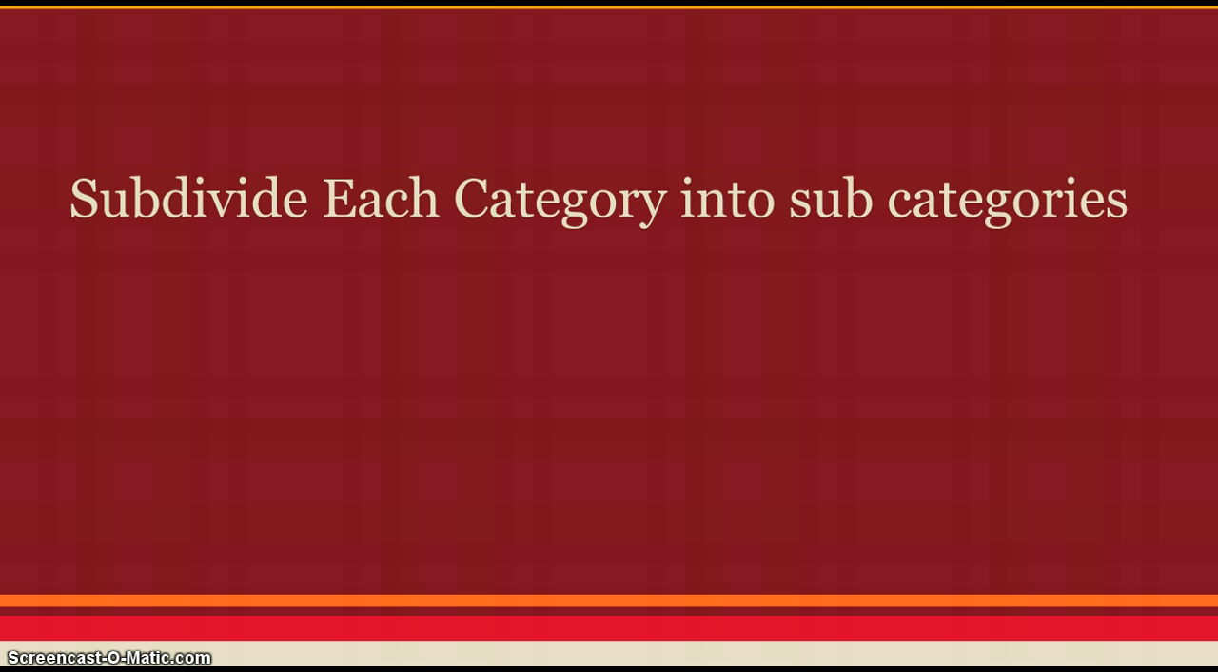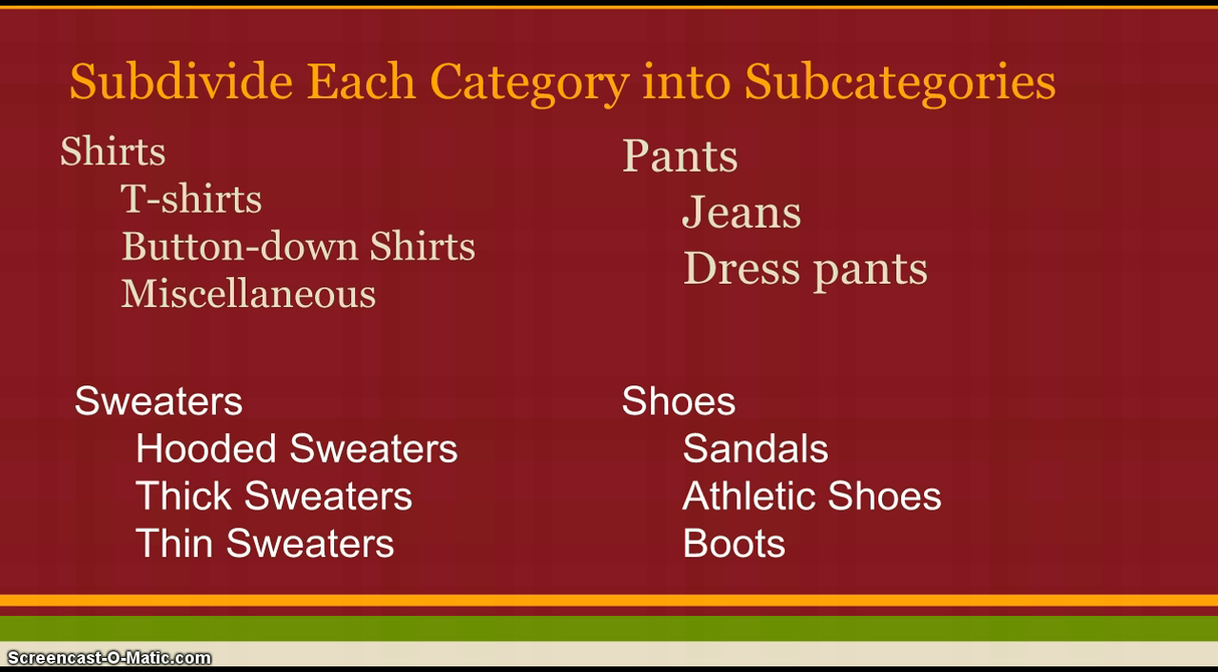category. And then, of course, you want to subdivide each category into subgroups, meaning you want to break it up based on what kinds of sweaters you have, for example. So, you'll see shirts, t-shirts, button-down shirts, miscellaneous shirts. Sweaters, we have hooded sweaters, thick sweaters, thin sweaters, pants, jeans and dress pants, shoes, sandals, athletic shoes, and boots. You'll notice you've got broad categories and specific categories.